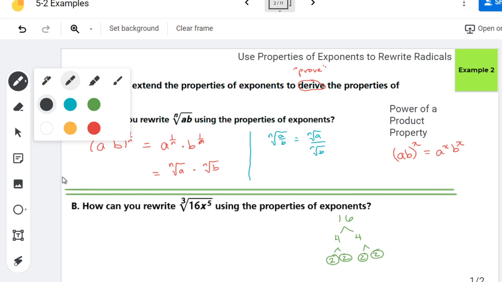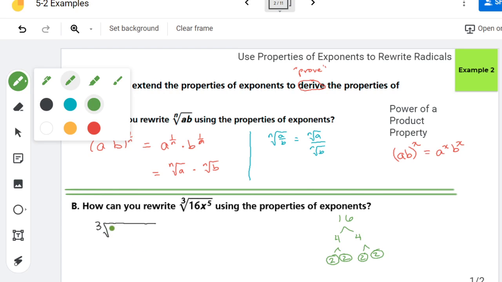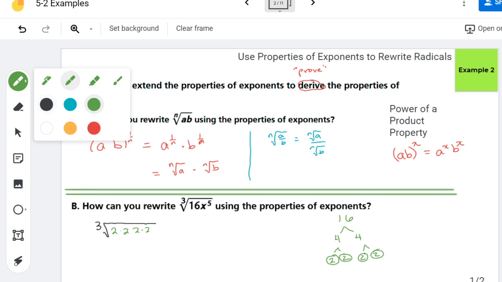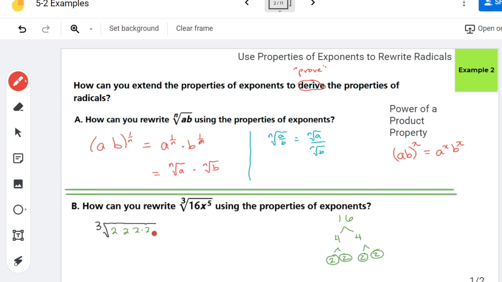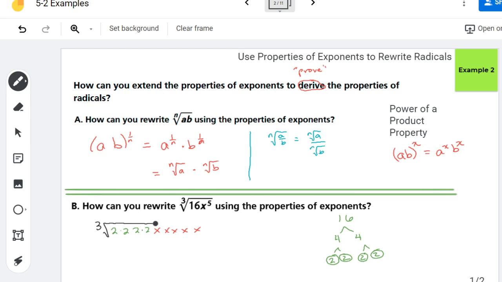So inside this radical, I have 4 2's, and that came from that factor tree, y'all. I also have 5 x's. And I'm showing it to you like this for a certain reason. I know it's a little weird, but I think it'll help you to visualize it. Okay? So I have 4 2's that came from the 16, and I have 5 x's because that came from the x to the 5th.